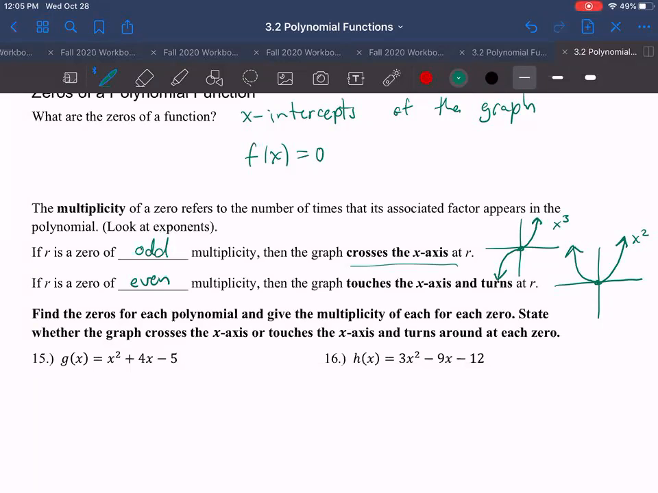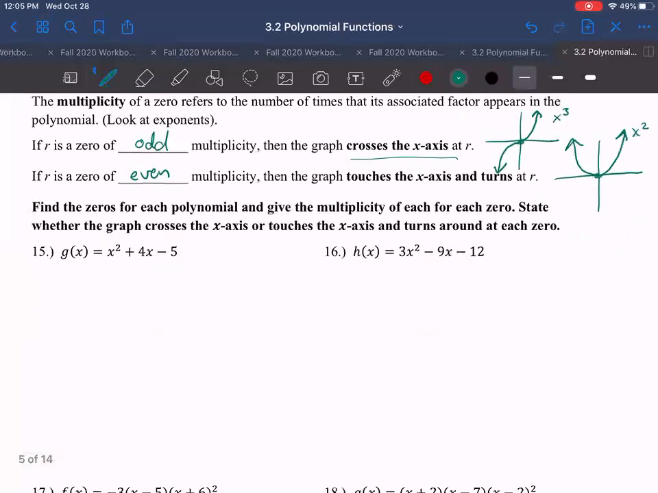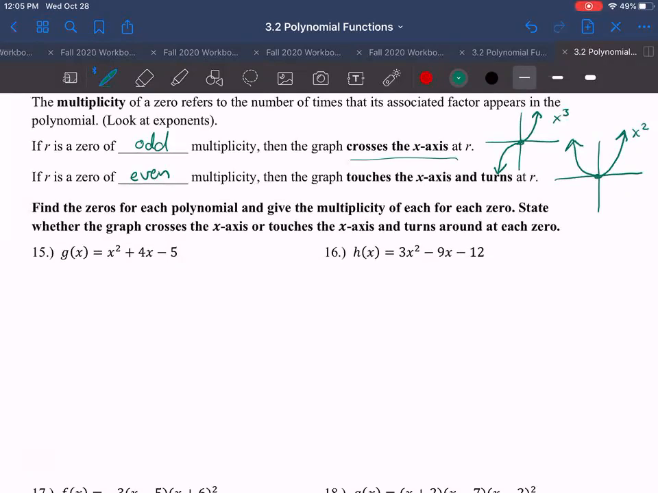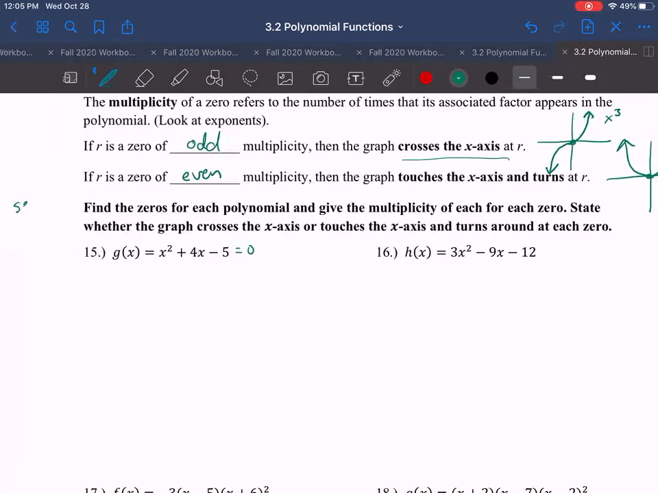All right, so let's do a couple of examples here. They tell us to find the zeros for each polynomial and give the multiplicity for each zero, and then state whether the graph crosses the x-axis or touches the x-axis and turns around. So we look at this one. The first thing we want to do is set this equal to 0, then solve. That's how we're going to find our zeros.